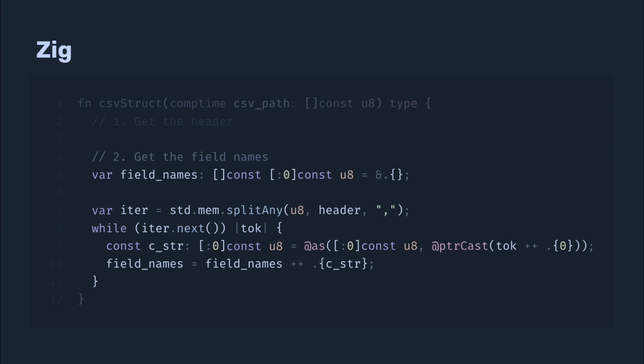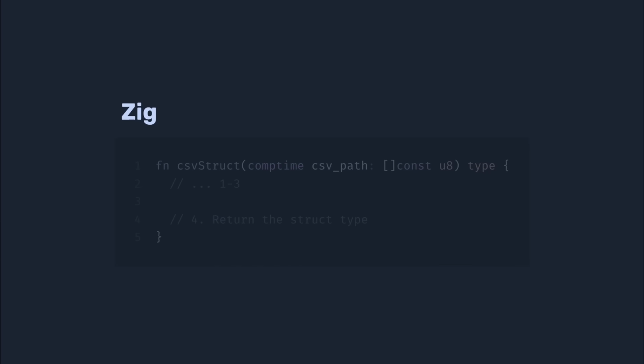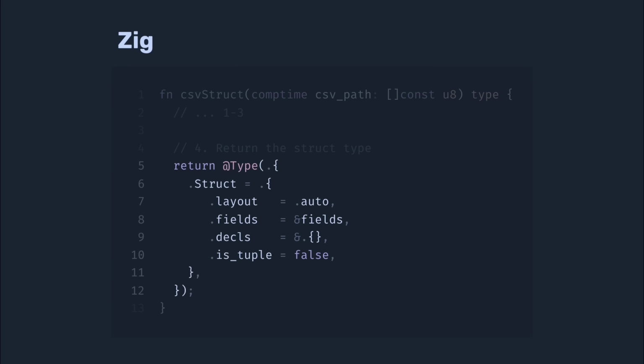And now we need to create actual field definitions for their names. And it's quite simple. Just this. We have to choose a lot of things here, but it's the entire field definition and it's just a struct in Zig. Finally, once we have our fields, we can create and return our struct definition. And it's, once again, just a struct in Zig.